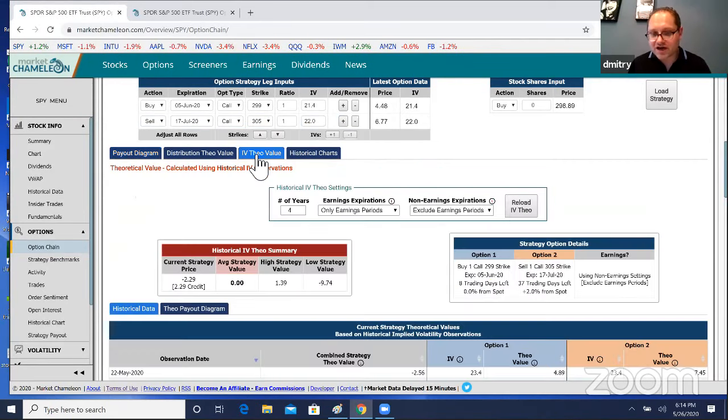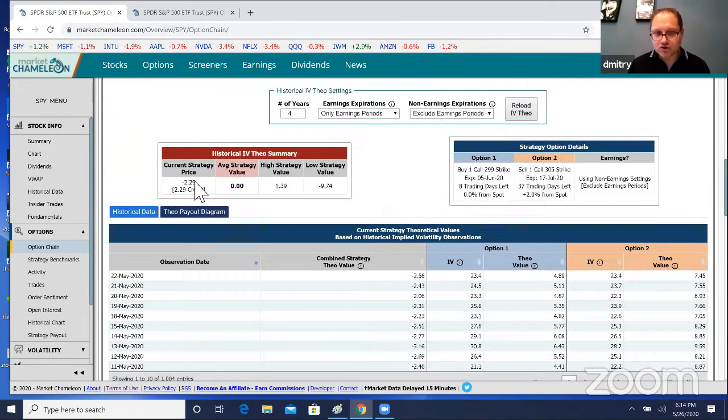So let's take a look at this IV here. Today we're getting a 229 credit. On average, it's worth 0, right? No debit or credit. And here's the high and the low in the last 4 years. So let's take a look at this payout diagram.